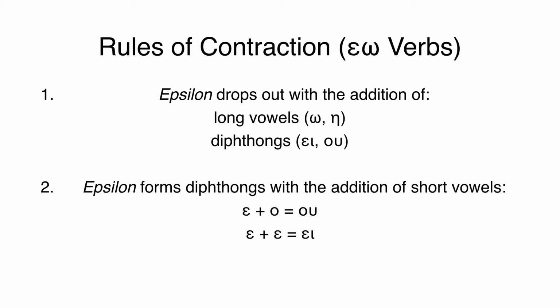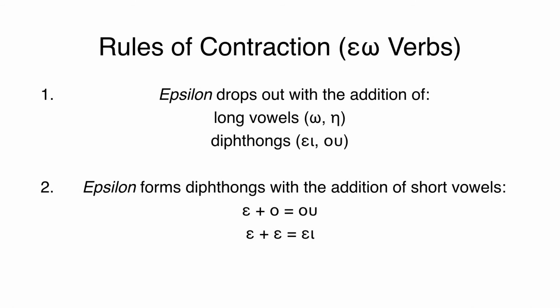The rules of contraction help us to generate that conjugation for poieo that we've just seen, if all you know is the luo verb table. In other words, if you know the luo verb table and the rules of contraction, you can put those two things together and generate the poieo conjugation. Two rules for eo verbs.